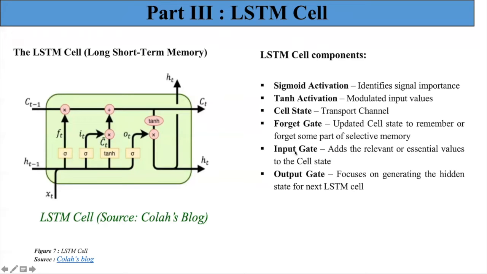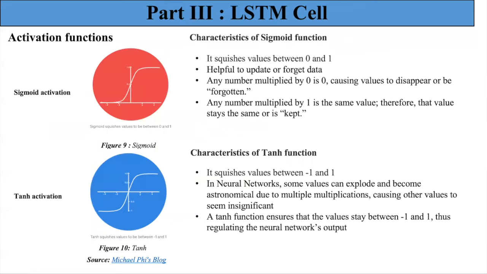In a nutshell, the LSTM cell consists of sigmoid activation, TANH activation, a cell state, which is nothing but a transport channel, a forget gate, input gate, and output gate. We'll deep dive into each of these in a little bit of detail. So let's quickly jump onto that.